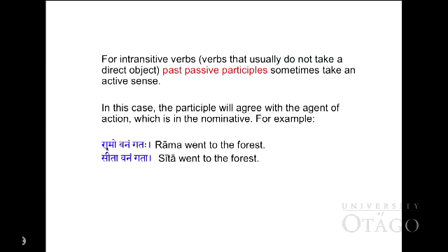Or we can say Ramah vanam agacchat, the imperfect, third person singular, which we studied in the first semester. But most Indian people will use the PPP rather than the imperfect agacchat. Sita vanam gata. Sita is nominative singular, feminine. Vanam, accusative singular, neuter. Gata, nominative singular, feminine, like Sita. So Sita went to the forest.